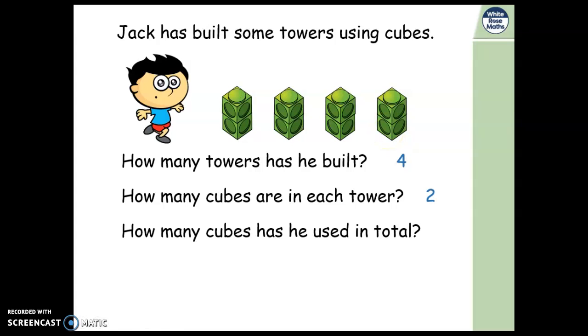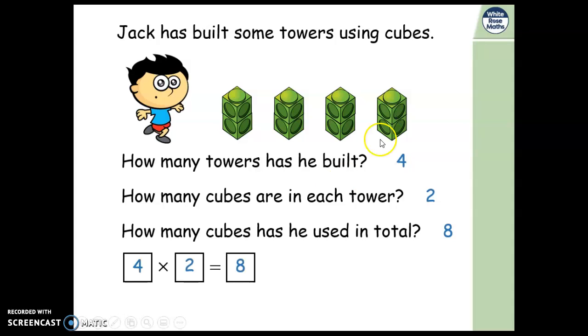How many cubes has he used in total? Because they're in equal groups of 2, we can count in twos. 2, 4, 6, 8. 4 groups of 2 equals 8. Remember that multiplication sign or times sign is groups of. So 4 groups of 2, and we have 8 together.